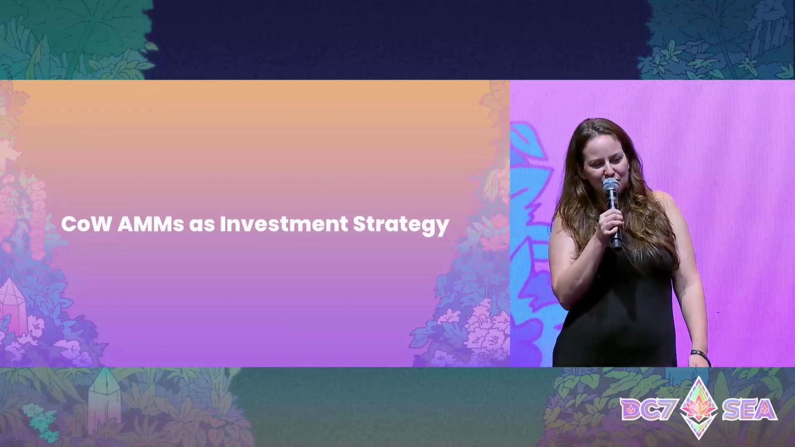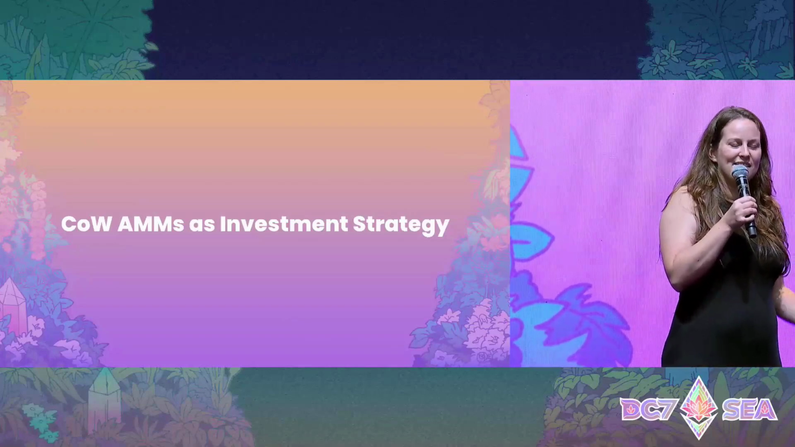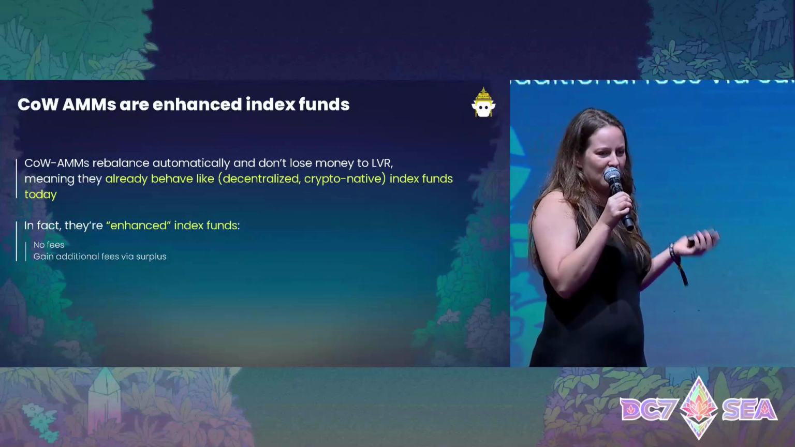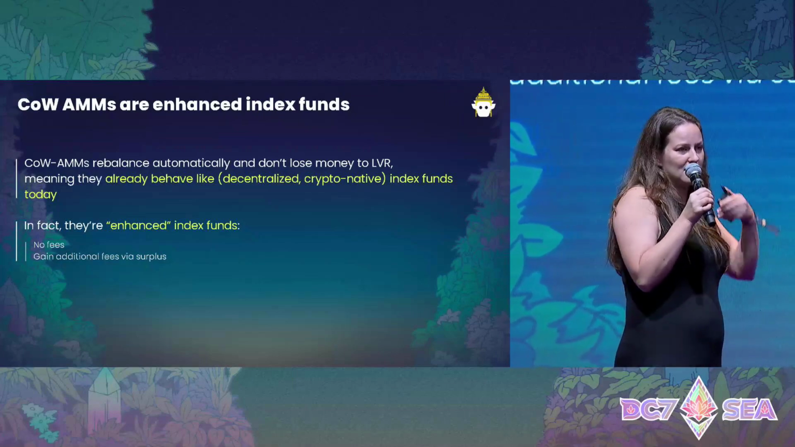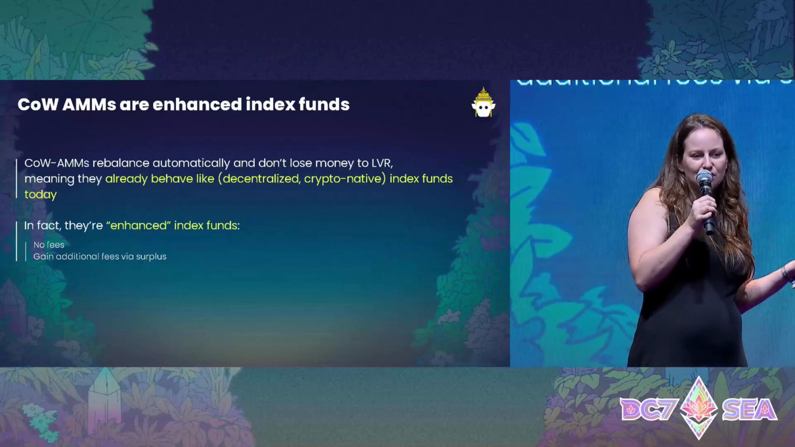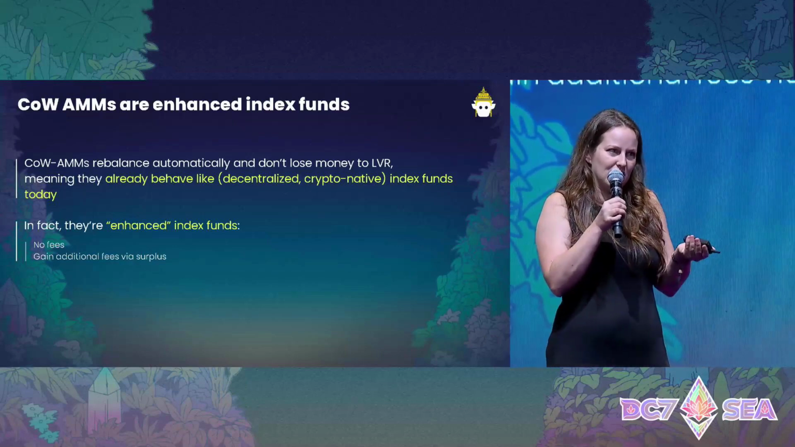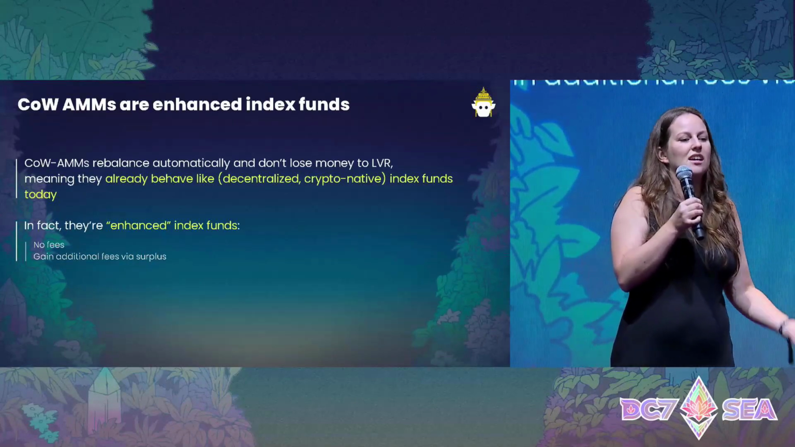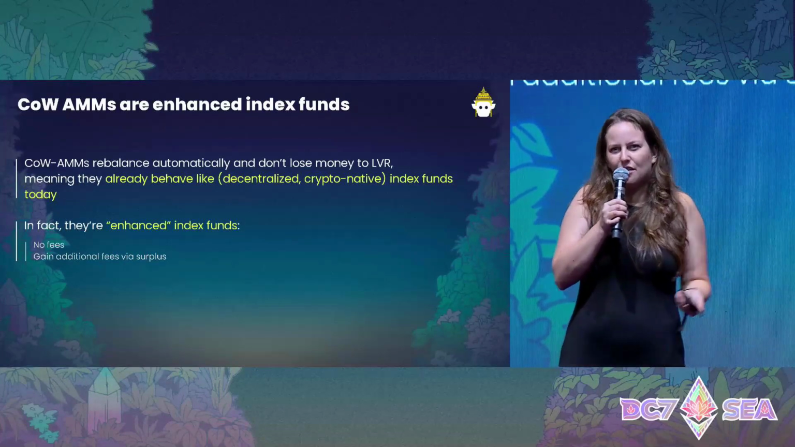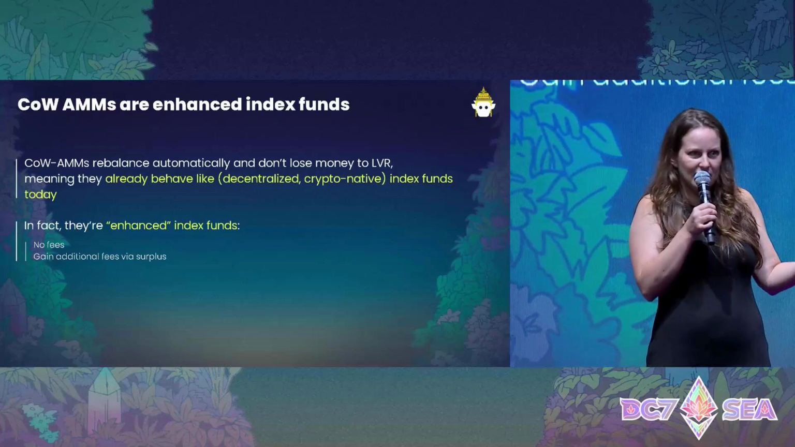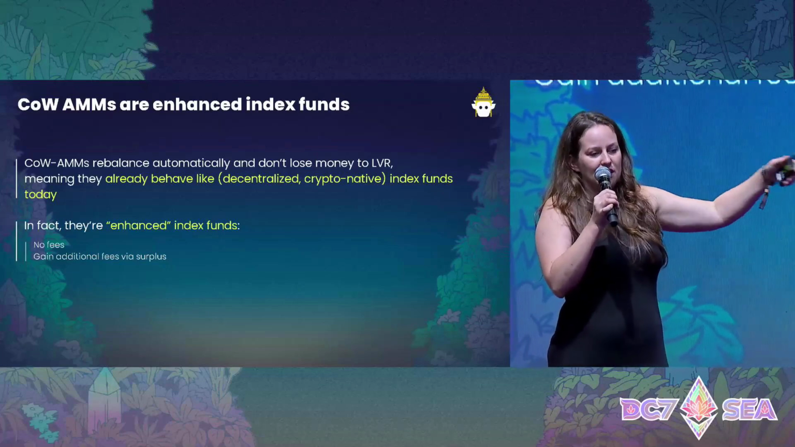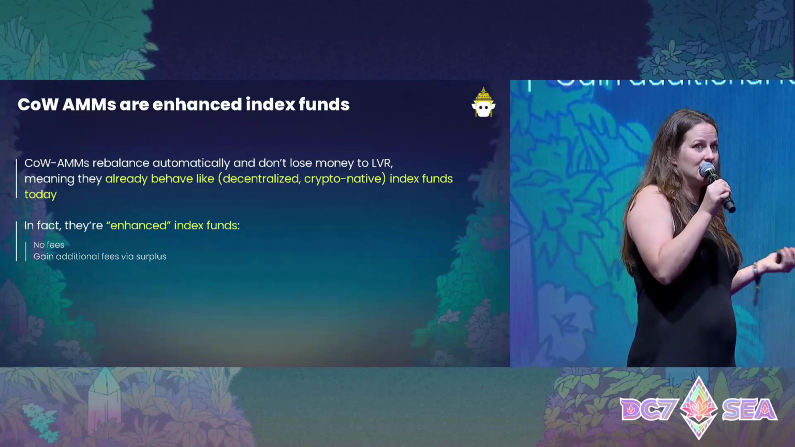Now, if we remove the problem of LVR, we can finally also think of CoW AMM as an investment strategy. Why is this the case? It's because, in a way, it is performing like an index fund, because it automatically rebalances. The reason why Uniswap wouldn't work as a good index fund or rebalancing strategy is, again, because you have the loss due to LVR, which is now fixed. And then it even outperforms an index fund, because instead of having to pay fees to pool managers that are doing the rebalancing for you, it does it automatically. So you don't have to pay fees, and on top of that, you even gain additional fees from the surplus.